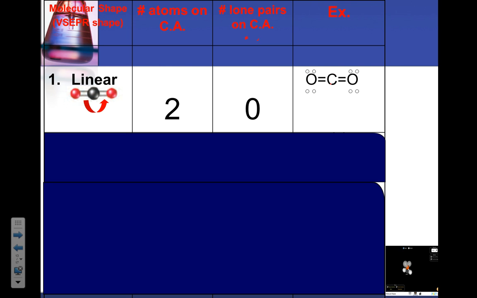Carbon is your central atom and there are no dots on the carbon, so the number of lone pairs on the central atom is zero. For these atoms to get as far apart as possible, they're going to get in a straight line around this central atom carbon. So the bond angle here is going to be 180 degrees. Make sure you label that bond angle as 180 degrees. That's our first VSEPR shape, linear.